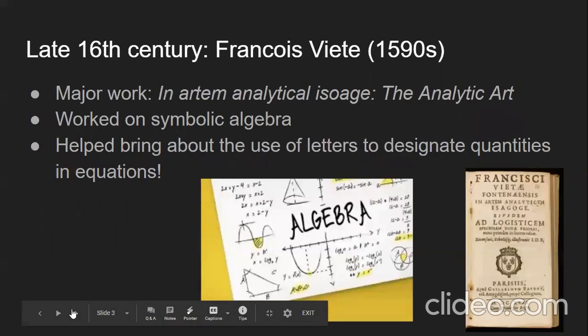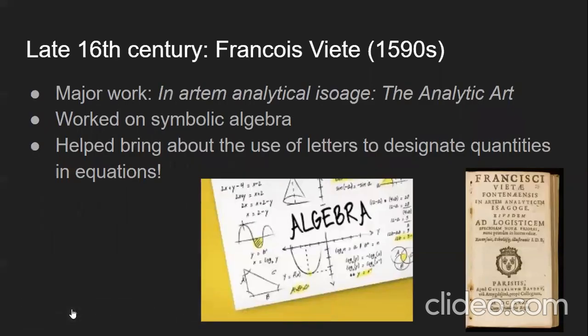All right, we start in the late 16th century with Francois Viete. He was a mathematician during the 1590s. We talked before about his approximation of pi, but his real masterpiece was the analytic art. That's what it's called in French. In this publication, he made major contributions to symbolic algebra, and he made a really important step of working toward using letters to represent number amounts in equations. That was unheard of at the time.